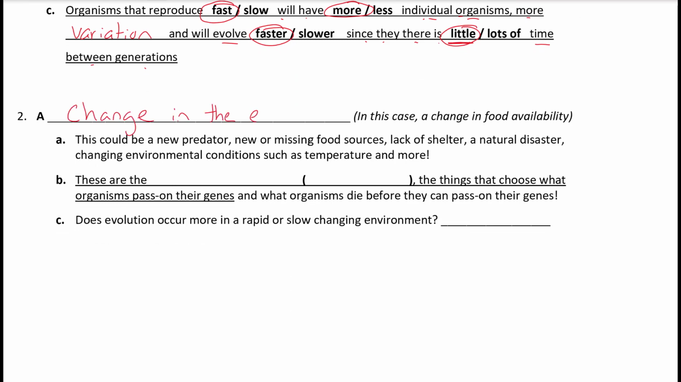The second major thing you need is a change in the environment, because you need something to choose certain organisms and let others die. The change in the environment is usually referred to as selective pressures or the selecting agent.